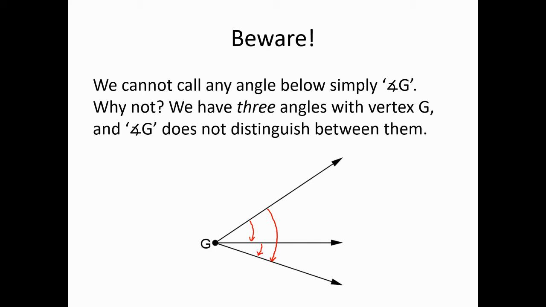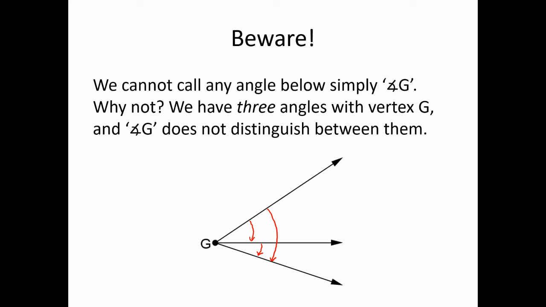Now, the reason, and this is my point here, not the number of angles but angle names, is that you couldn't simply call any of these angles angle G, because you wouldn't know which angle is meant. Do you mean the one on the top? Do you mean the one on the bottom? Do you mean the whole composed of those two parts?